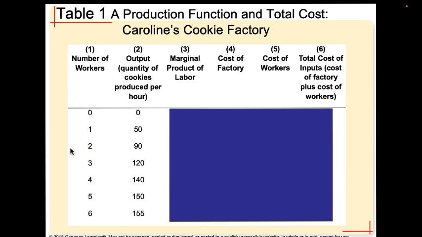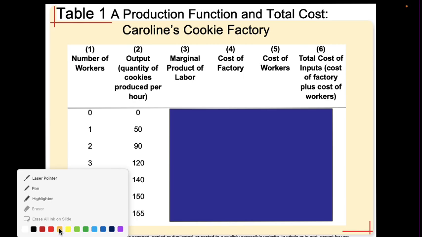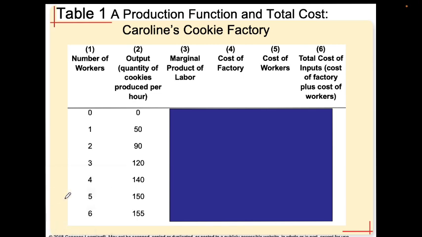Let me just use a different color over here. When you end up hiring one person, the firm starts to produce 50 things. Notice that you've jumped from 0 to 50. So this additional person, this marginal person that you hire, resulted in the output increasing by 50. So that's the marginal product of this laborer.